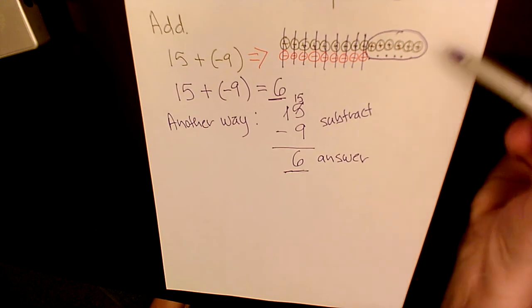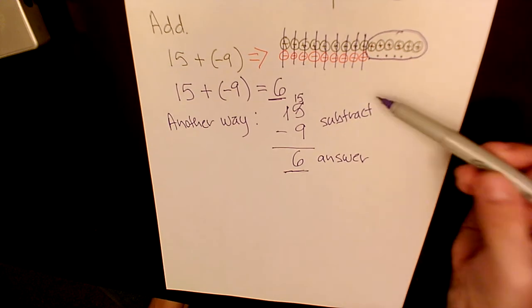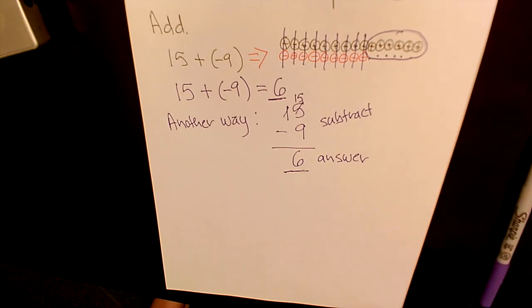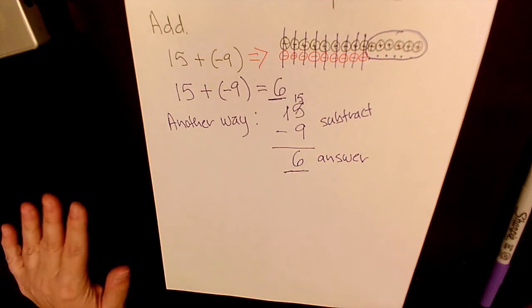So if you're looking in the book, they draw it out this way. This is just a way I know students like to do it. They like to subtract and take the sign of who's got more. If you want to do it that way, you can do that way.